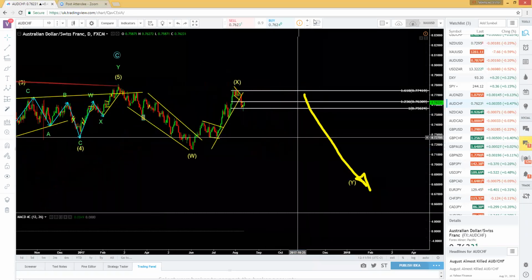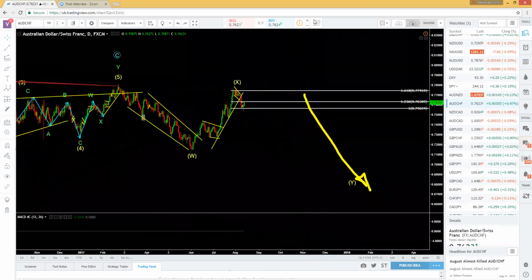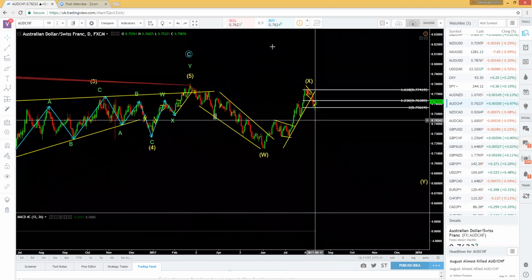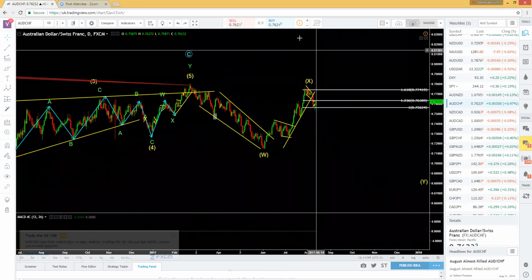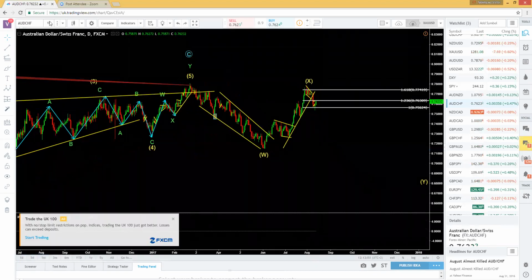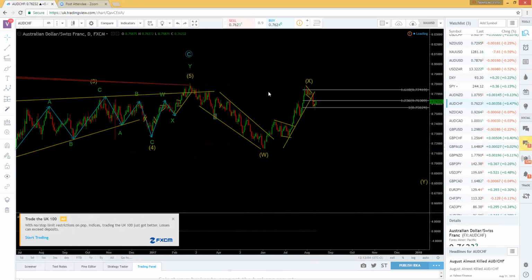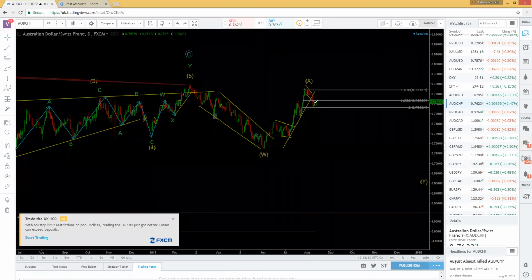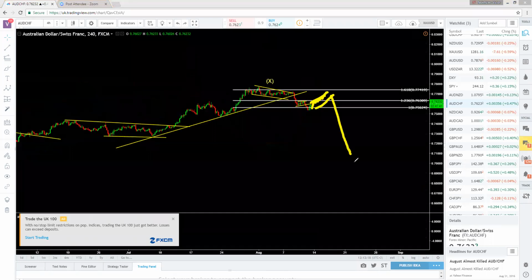Okay, have not entered this one as yet. What I need to do is, this is what I'm going to do. This is the daily time frame. Go down to the 4-hour time frame. We already had the break of the trend line, so now we just need to get a correction here for the move up, down.